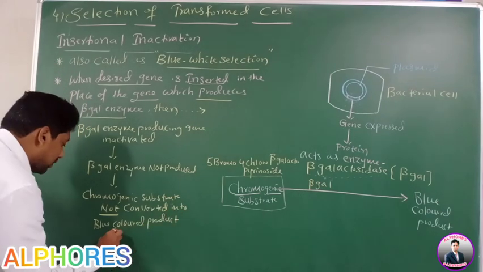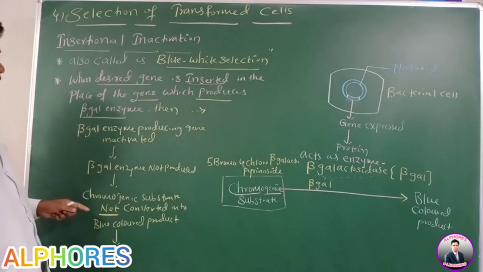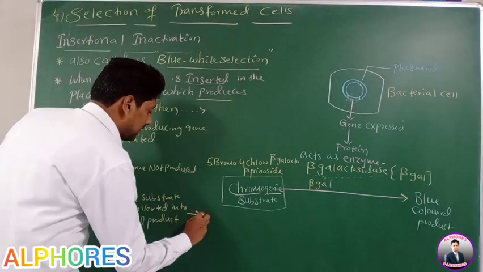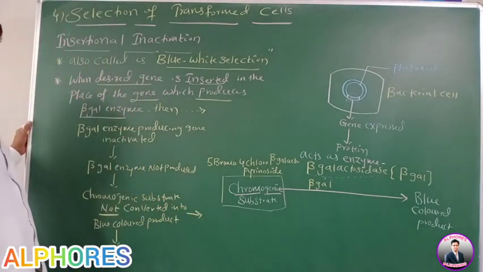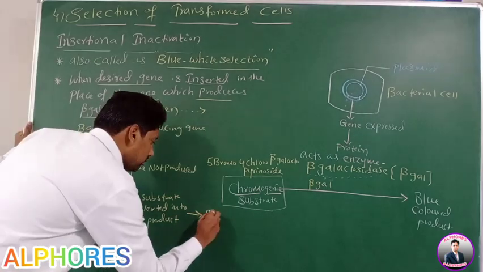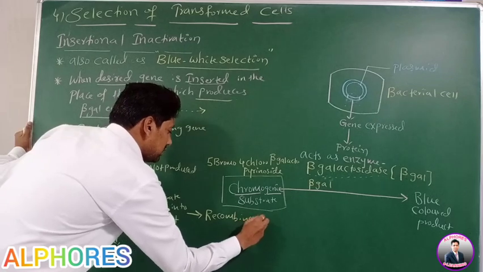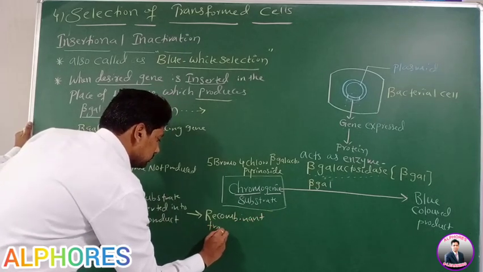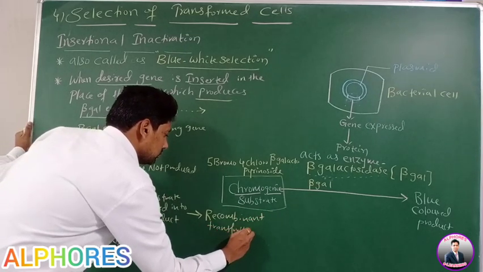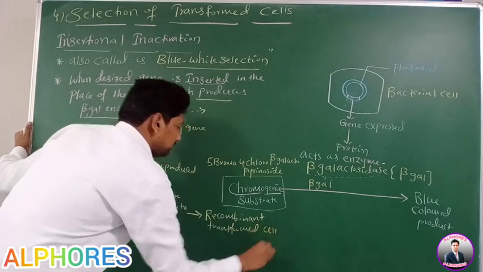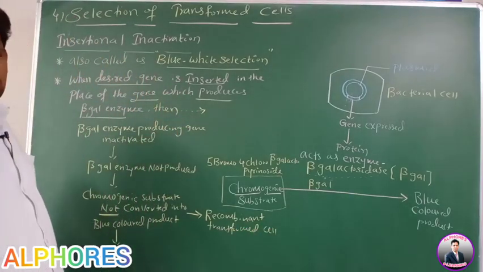If blue colored product is not obtained, what does it indicate, sir? What does it indicate? Recombinant transformed cell. Is this statement clear?